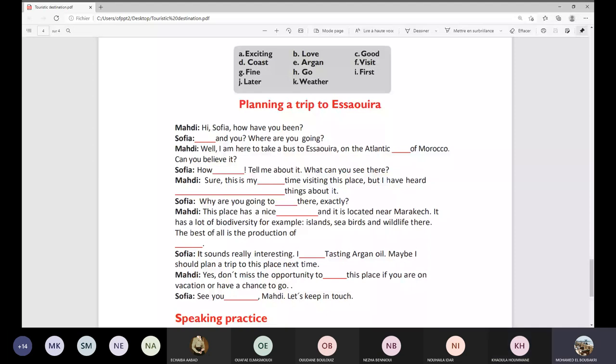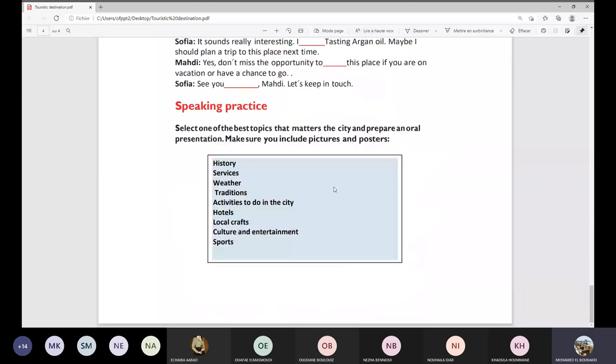Very good job and nice pronunciation. Thank you both. Let's pass now to this speaking activity. Can you hear me? Yes, sir. Please, if you can read these instructions. Selection of the best topics that matter to the city and prepare an oral presentation. Make sure you include pictures and posters. History, services, weather, traditions, activities to do in the city, hotels, local crafts, culture and entertainment, sports.